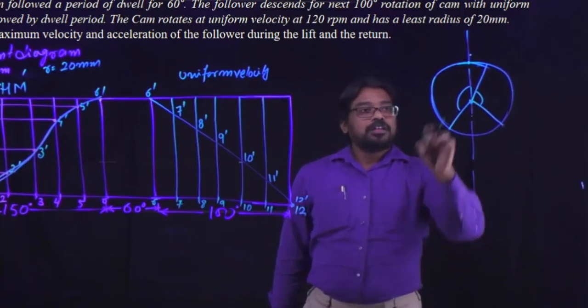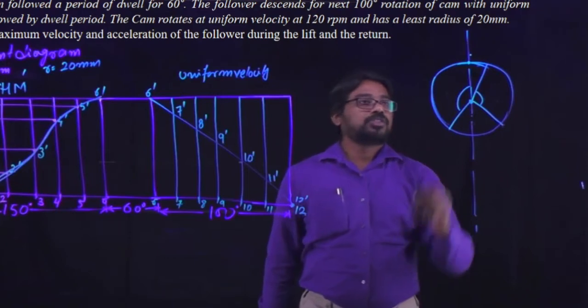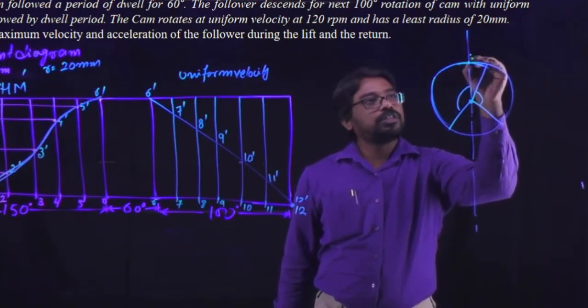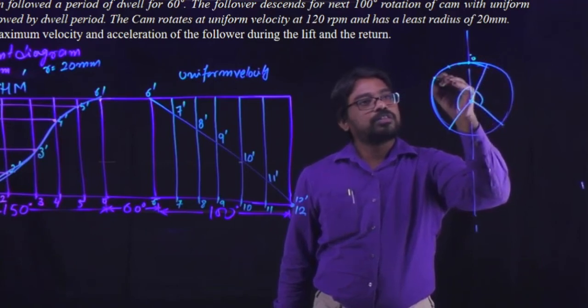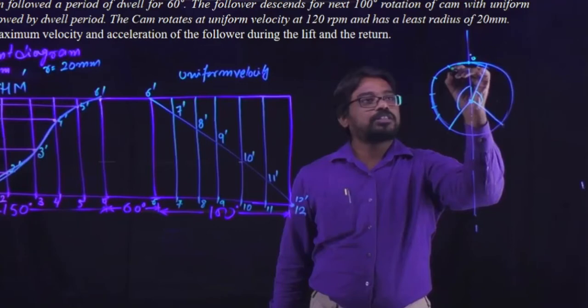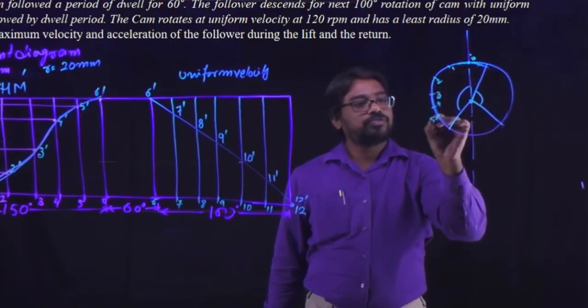Now this first part we have divided into 6 equal divisions, so here also we divide into 6 equal divisions. So this is 0, 1, 2, 3, 4, 5 and 6.